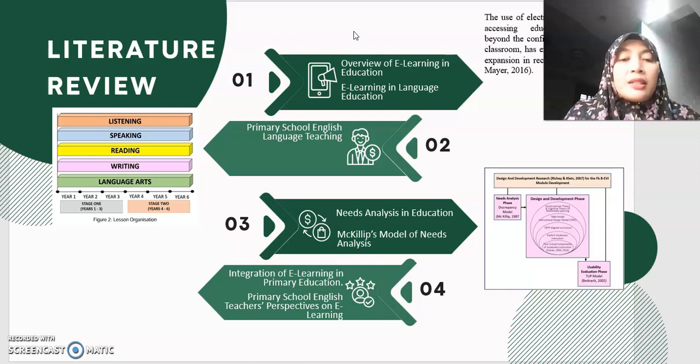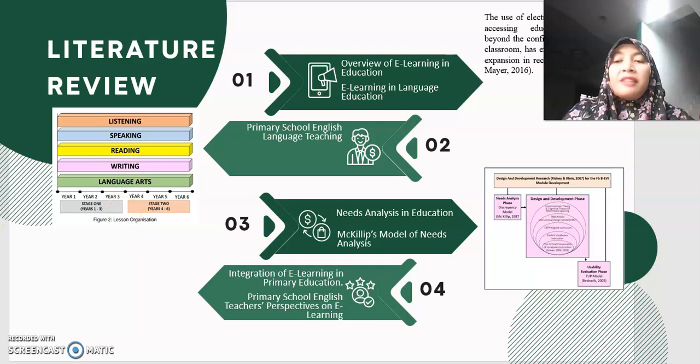All right. So the next literature review is on needs analysis in education, which is the focus of this article, where the needs of the teachers and the discrepancy are also analyzed. So we utilize McKillip's model, which is the discrepancy model of needs analysis, by McKillip in 1987. And the last but not least is the integration of e-learning in primary education and the teacher's perspective on e-learning itself.